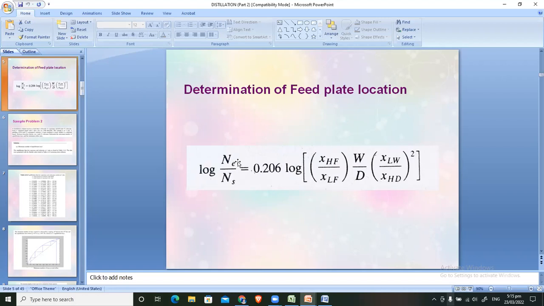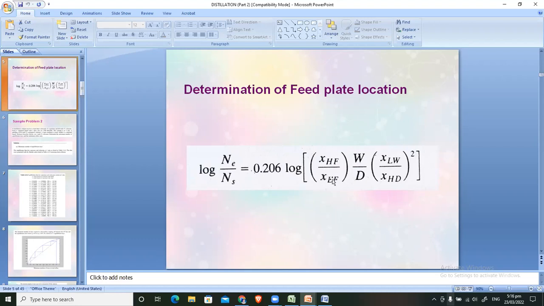sub E. Now, knowing the number of stages in the enriching section, for example, let's say 5 for the enriching section out of the total, which is 12, then your feed plate location will be the 6th, because your feed plate is the first plate in your stripping section. So knowing the number of plates in your enriching section plus 1, that would be the location of the feed plate using this particular formula.